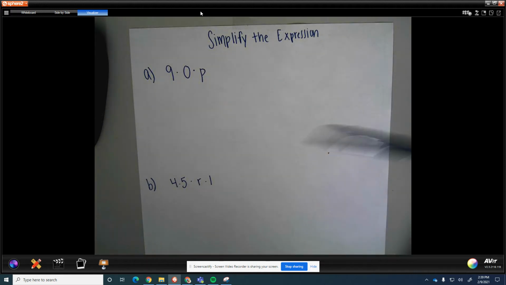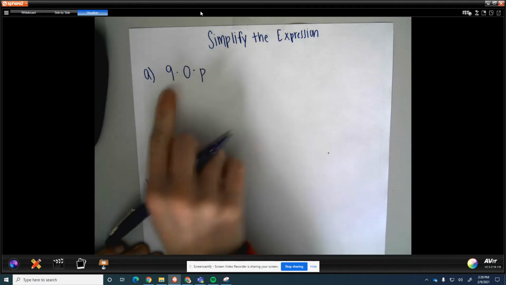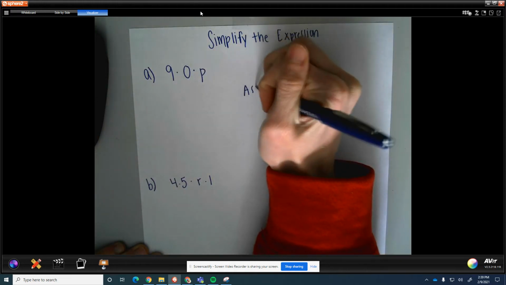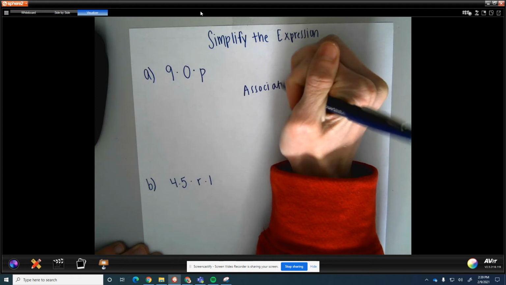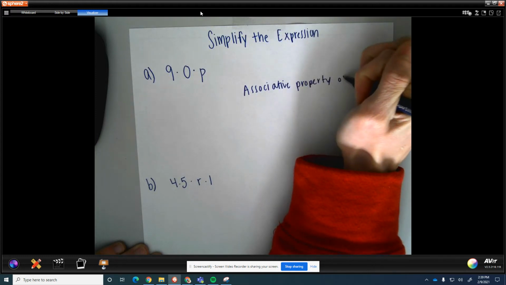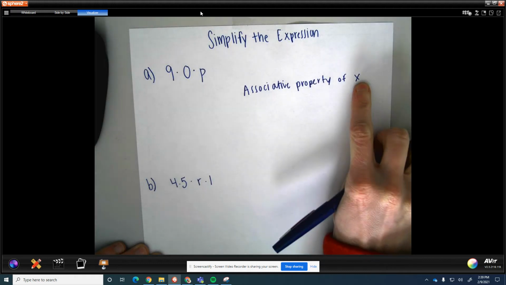So I'm going to just take you through step by step. Make sure you're taking notes too. So the first thing I'm going to do with 9 times 0 times p is I'm actually going to use the associative property of multiplication. I'm just going to put a multiplication sign here.